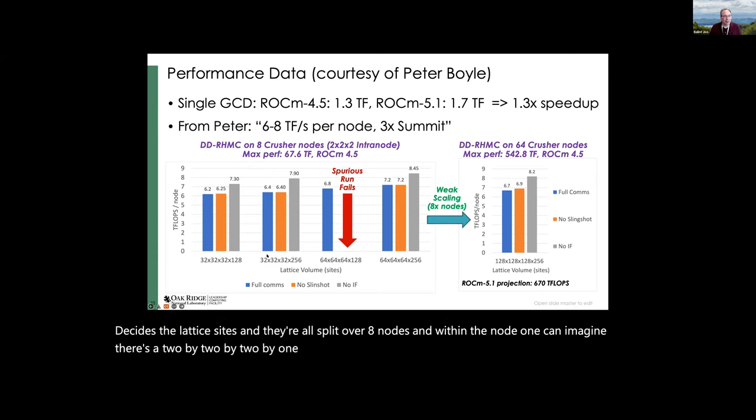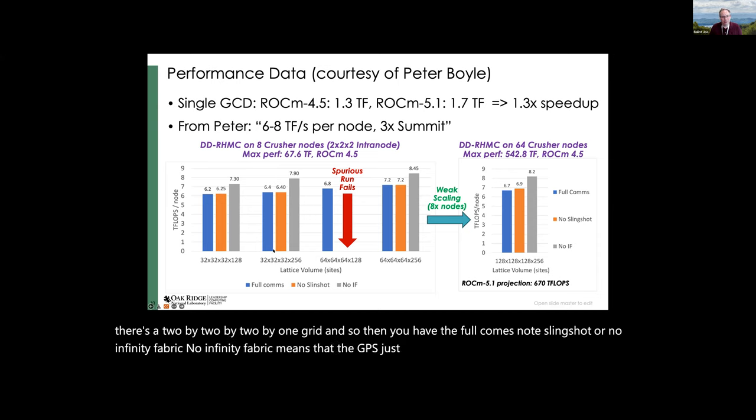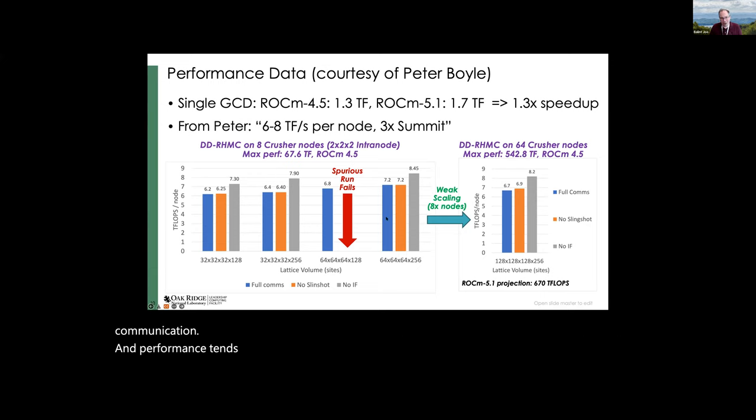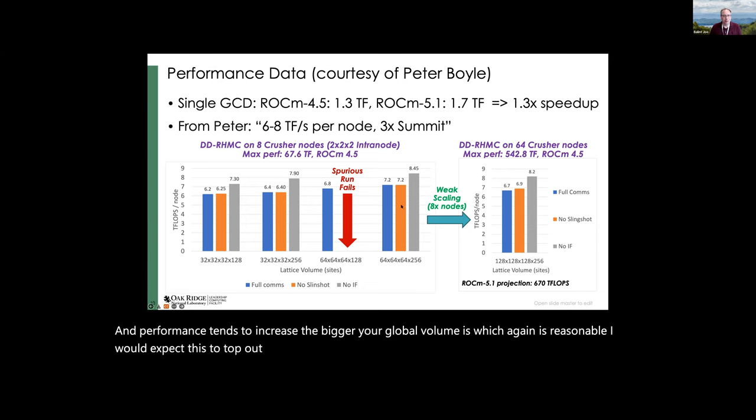And so then you have the full comms, no Slingshot, or no Infinity Fabric. No Infinity Fabric means that the GPUs just don't communicate at all. And so you can see that when you have no Infinity Fabric, you tend to see an improvement, of course, because there's no communication, and performance tends to increase the bigger your global volume is, which again is reasonable. I would expect this to top out at some volume.